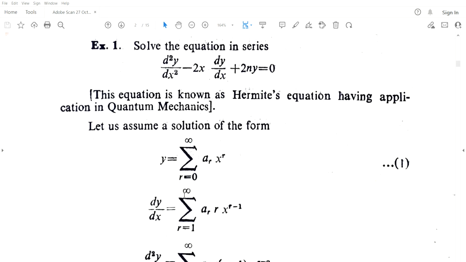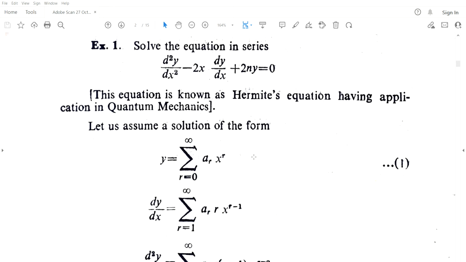See the worked out problem. This is an equation d2y dx2 minus 2x dy dx plus 2ny is equal to 0. For different values of n, this is a different equation. This equation is known as Hermite's equation. We may take n is equal to 1 and we can solve this. Let us see. They have kept it as n because this is a special type of equation. This is known as Hermite's equation.